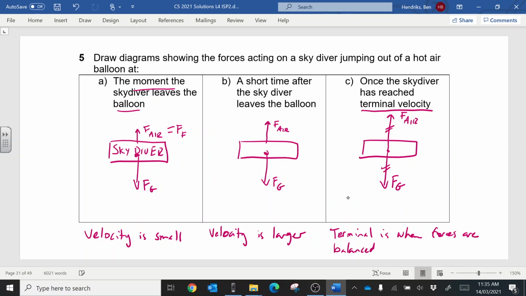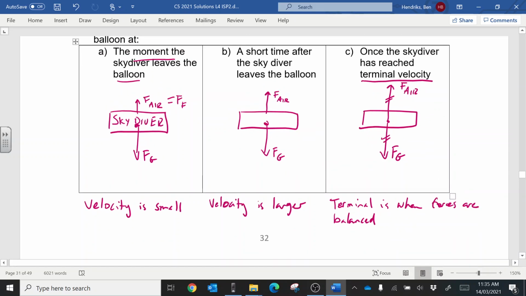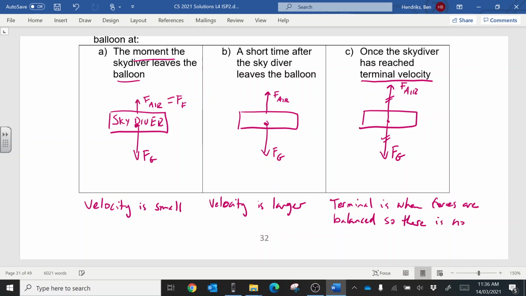Okay, so that means that there's no more acceleration happening. So terminal is when forces are balanced, so there is no more acceleration. And it's when F air, there's no more acceleration when the air resistance is equal to gravitational forces.